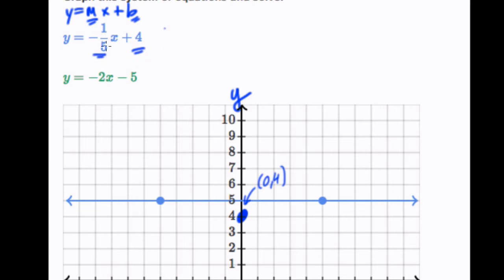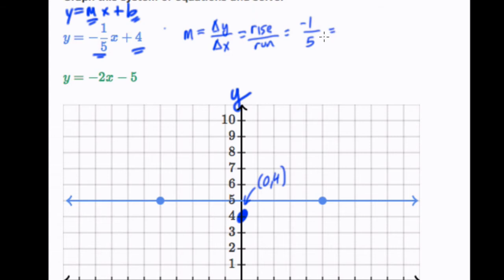So negative 1/5 can be thought of as moving down 1, because think about slope for a moment. So m equals delta y over delta x. That means slope equals the change in y over change in x, or rise over run. And that equals negative 1 over positive 5. Notice the 5 could be thought of as positive, and the 1 could be thought of as negative.